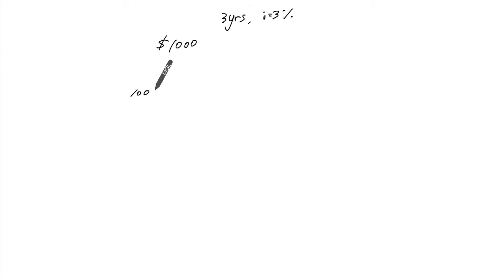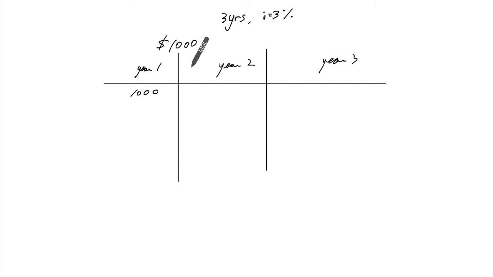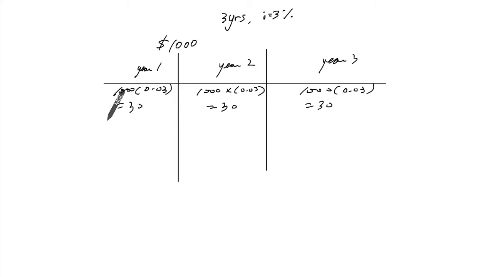You have $1,000. Year 1, year 2, year 3, all you're doing is taking $1,000 and multiplying it by the interest rate that he says he's going to charge you. So $1,000 times 0.03 each year. Very simple. That's why it's called simple interest. This gives you $30. So all we're doing is just adding up these three $30, which is 3 times $30.